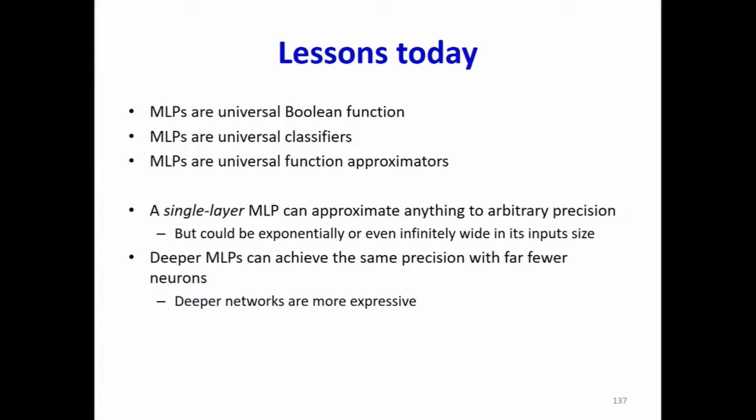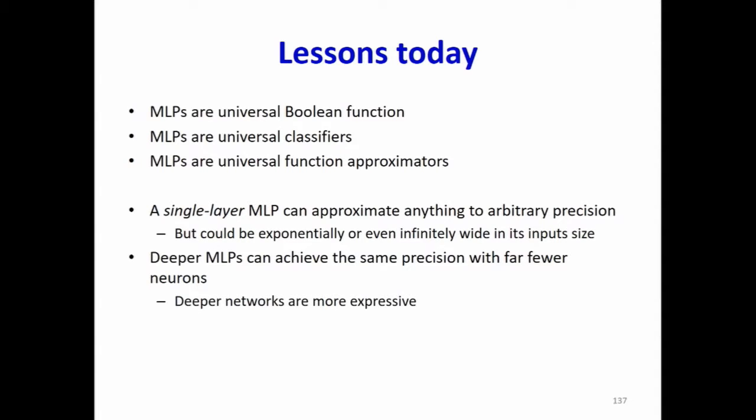So I'll stop right here, just slightly late. MLPs are universal Boolean functions. They are universal classifiers, universal approximators. A single layer MLP can approximate anything to arbitrary precision, but could be exponentially or even infinitely wide in its input size. Deeper MLPs can achieve the same precision with far fewer neurons, which means the deeper networks are more expressive.